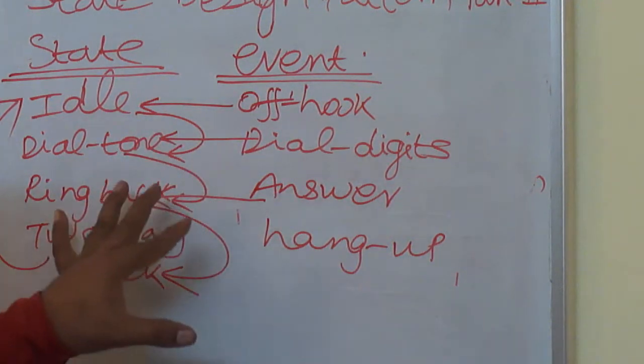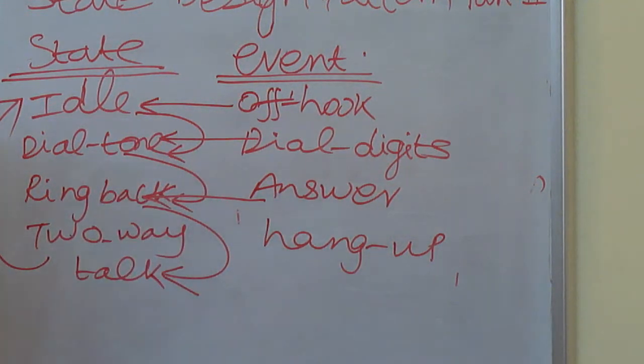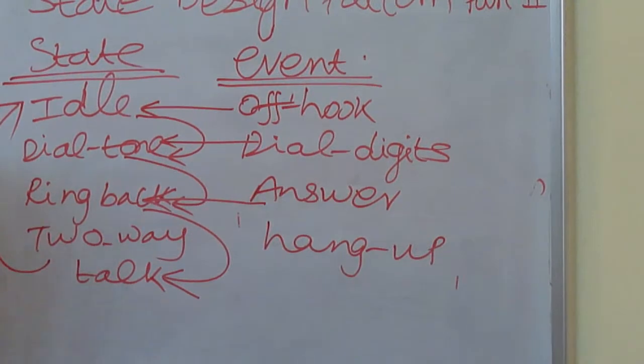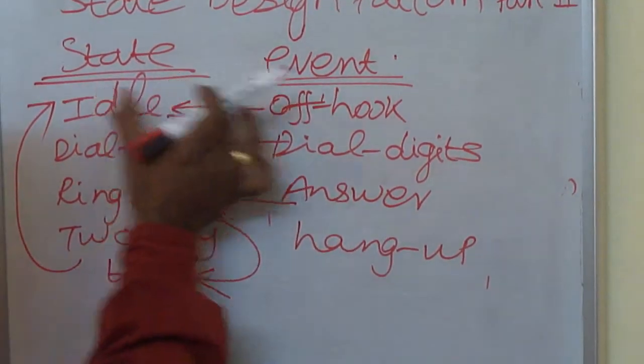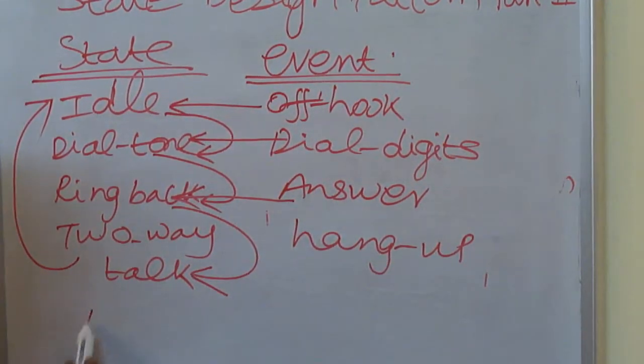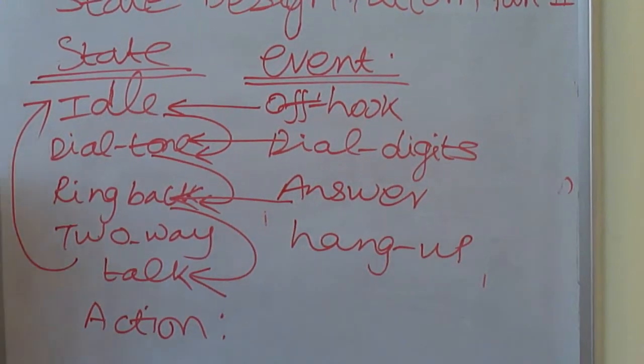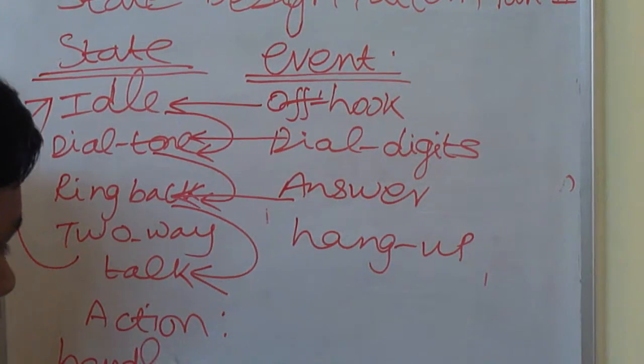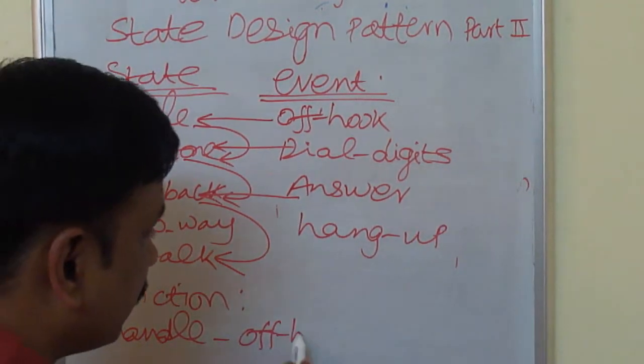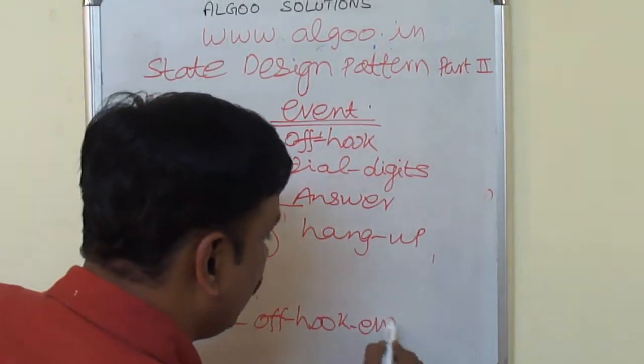Now while doing this, there are some activities, right? So you have to handle the event. So this is state, event, state transition, and then action. What is the action you take? So action can be handle off hook event.